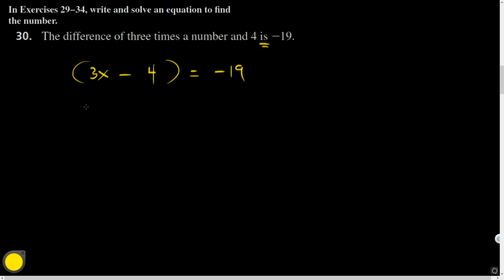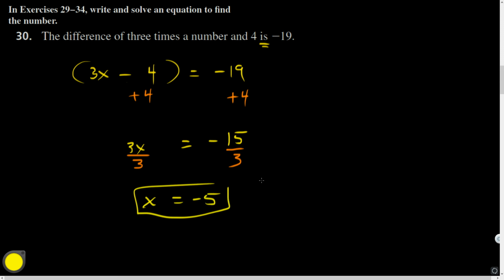So I can simplify by just getting rid of those parentheses right now, but what would I do to solve? Add 4 to both sides. And so let's see, 3x, the 4's cancel out, equals -19 plus 4 is still going to be negative, because 19 was further from 0 than 4 was. And that's going to be negative 15. And now to get x by itself, what do I do? Divide by 3. And so I'll get x equals negative 5. All right?